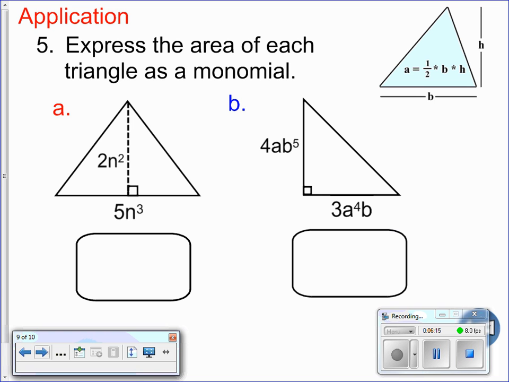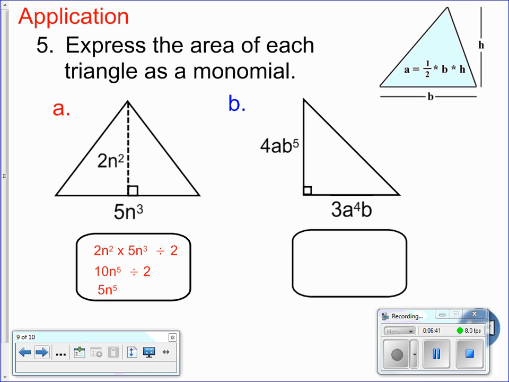Express the area of a triangle as a monomial. So to find the area of a triangle, it's 1/2 base times height. So in A, we're going to multiply the height of 2n squared times the base, 5n cubed, divided by 2. So when you multiply those two, you get 10n to the 5th divided by 2. When we divide by 2, we do not divide the exponents, we only divide the coefficient.